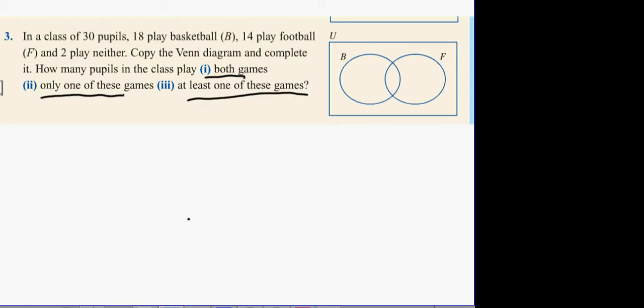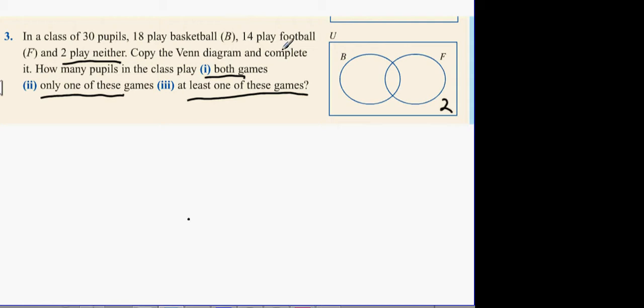So let's begin. Where can I put the number 2? 2 play neither. Where does that go, Luke? On the outside. So we have 2 people on the outside. Next, we have 18 play basketball and 14 play football. What do we not know? Can anybody tell me? Yes, Connie? How many people play both?